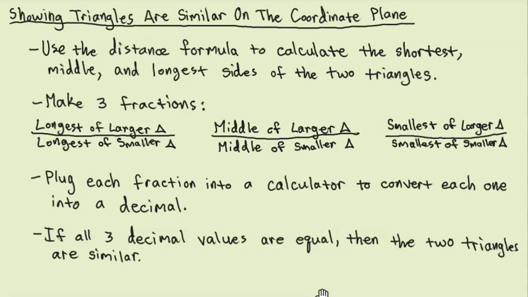And then after we make those fractions, we're supposed to plug each fraction into a calculator and convert each one into a decimal. And then we're supposed to see if all 3 of those decimal values are equal. If they are equal, then the 2 triangles are similar. If they're not equal, then they're not similar.